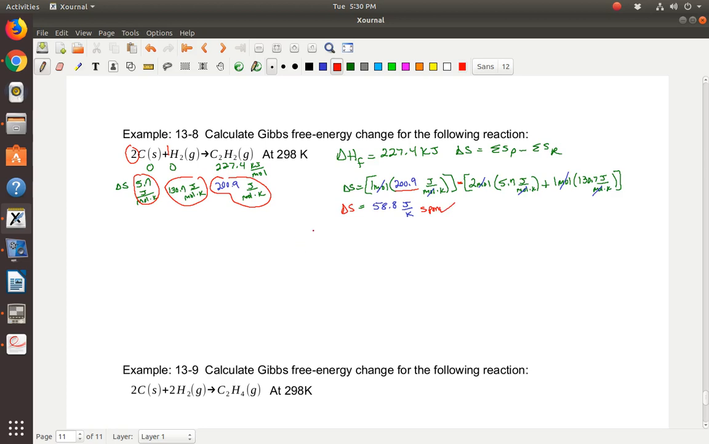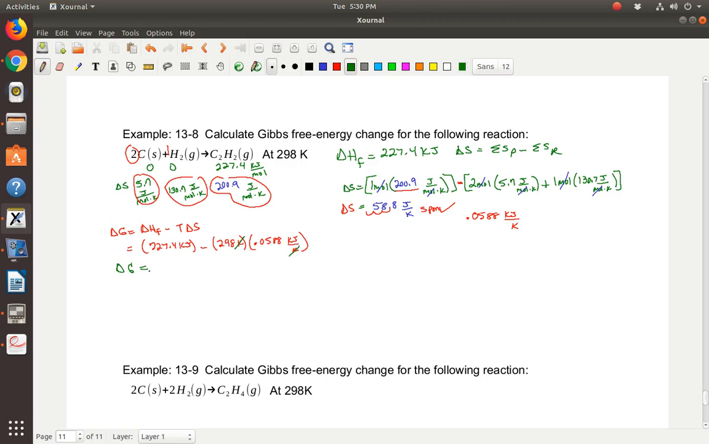That's a good thing. So now we're going to calculate delta G, which is delta H minus T delta S. All right, so the H this time is 227.4, so it's a positive value. The temperature is still 298 kelvins, and we have to convert this in again. So this is going to be 0.0588 kilojoules per Kelvin, because you just divide by 1,000, 1, 2, 3. So 0.0588 kilojoules per Kelvin.